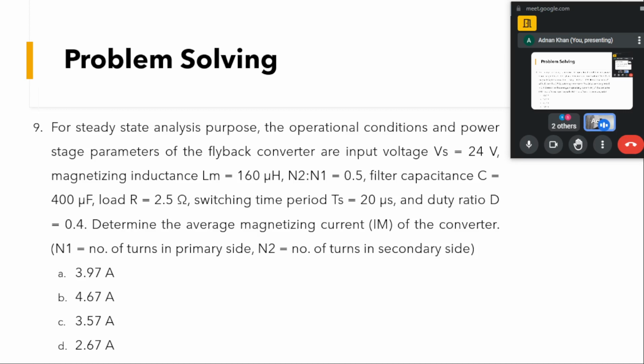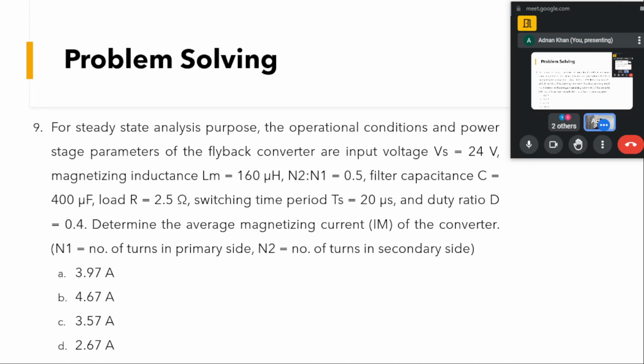The filter capacitance C is given, it is 400 microfarad. Also the load resistance is given, that is 2.5 ohm. Also the switching time period TS is given, that is 20 microseconds. And also what is given is the duty ratio for which the switch is operated, 0.4. So what is to be determined is the average magnetizing current of the converter.